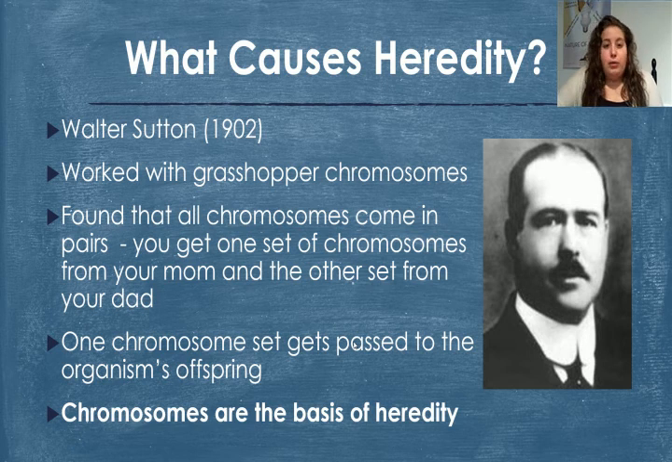This work was done by Walter Sutton. He was working with grasshopper chromosomes, and he found that all chromosomes come in pairs. You get one set from your mom and the other set from your dad. And you only pass one set of chromosomes to your offspring. Basically, he figured out that chromosomes are the basis for heredity. So that protein and DNA mix of the chromosome was getting passed on to your children. And something about it was passing on your traits.